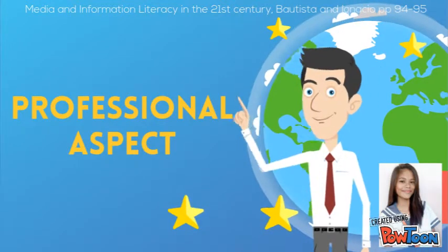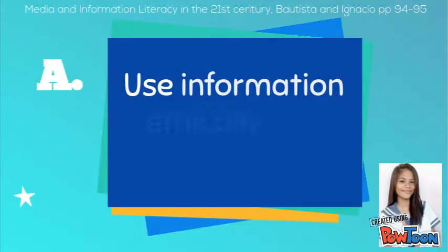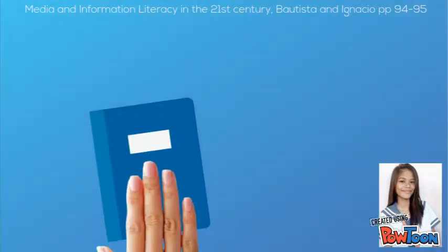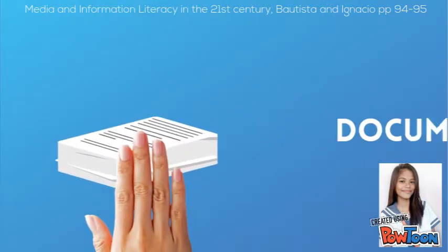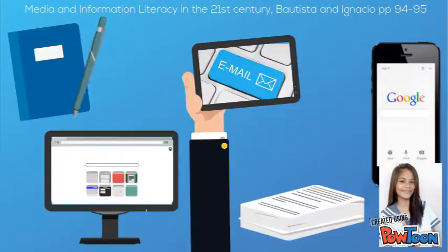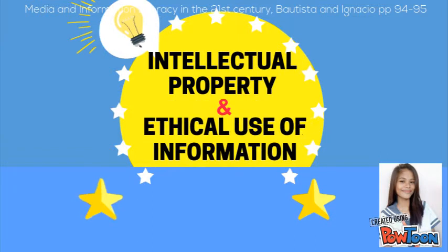In professional aspect, a media and information literate individual is able to: A. Use information ethically and creatively. In a research project, you will use information and ideas from your research sources to support the statements you make. Whether those sources are books, articles, government documents, web pages, email, images, or any other types of sources, you must use them fairly and credit them appropriately. In other words, you will need a basic understanding of the ethics of information use. To gain that understanding, you must know intellectual property and ethical use of information.